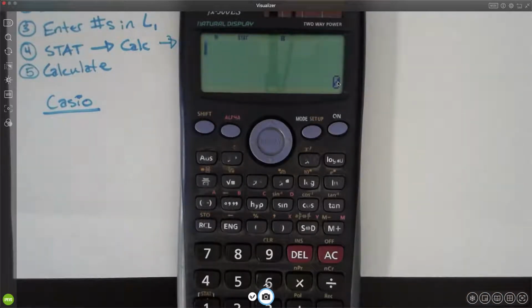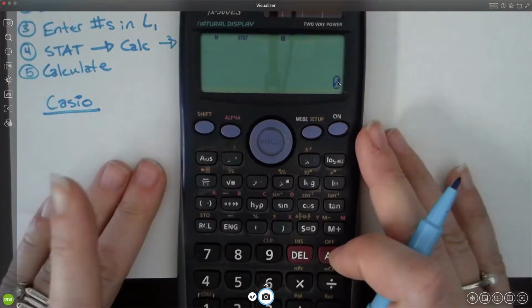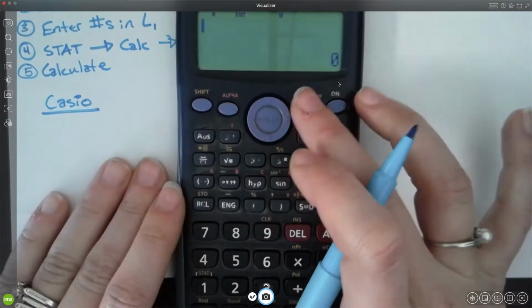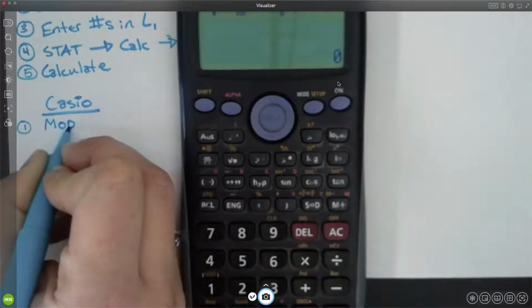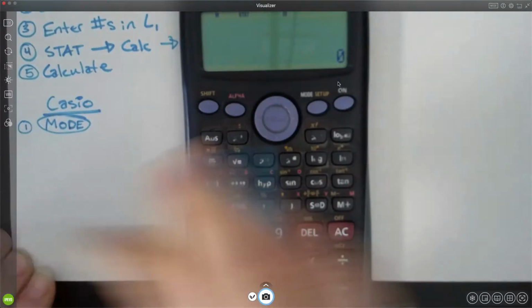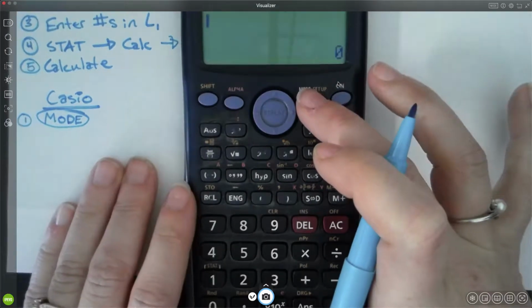So the first thing that you are going to do is go to the mode button. The mode button is right up here in the corner. Hit mode. Number 1, mode. It is the button on the top right. Hit the mode button, okay?